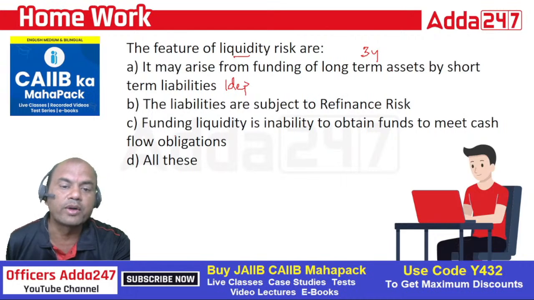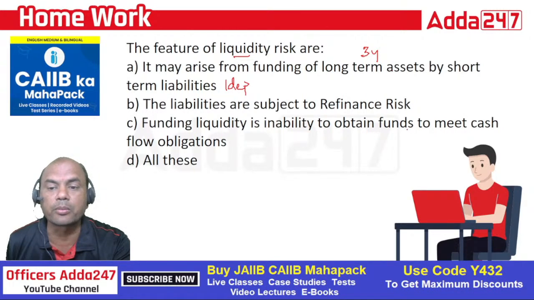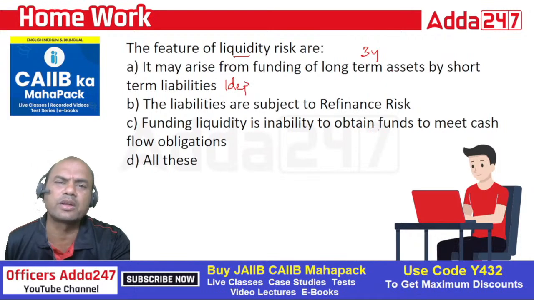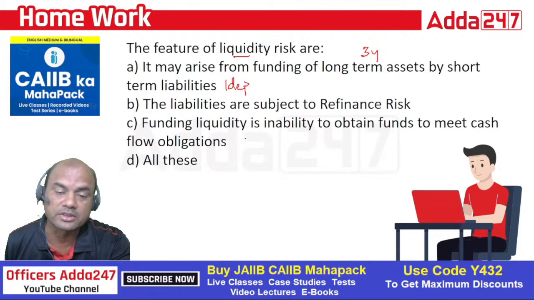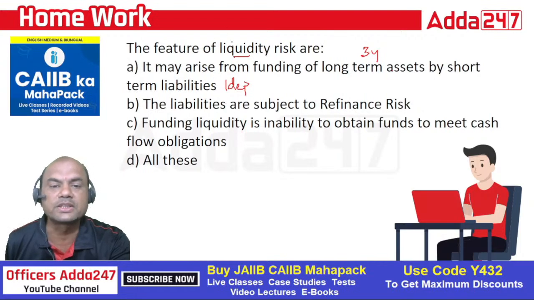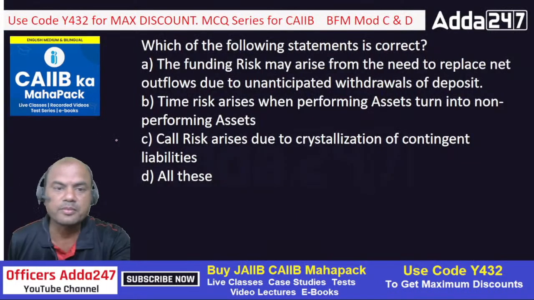Funding liquidity is an inability to obtain funds to meet the cash flow obligations. Quite logical. What is funding liquidity? Basically, inability to obtain the funds means I don't have the funds to pay my necessary EMIs, or the bank doesn't have the funds to pay the necessary depositors. So that's basically funding liquidity risk, isn't it? So the features are all of these, A, B and C. Got it? Everyone clear? Let's move on to the next question.